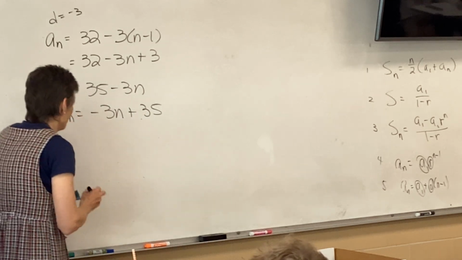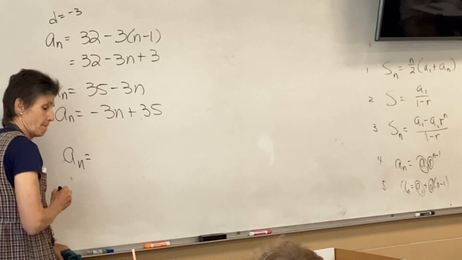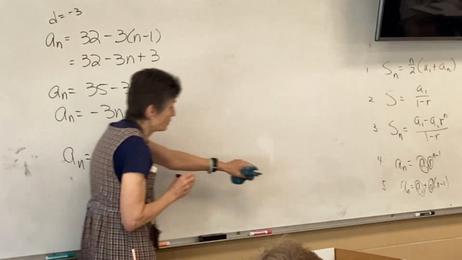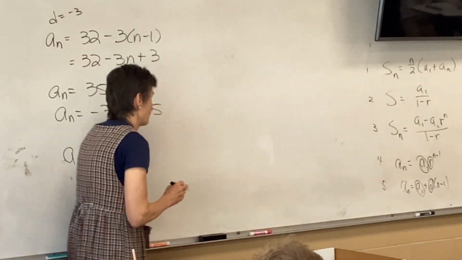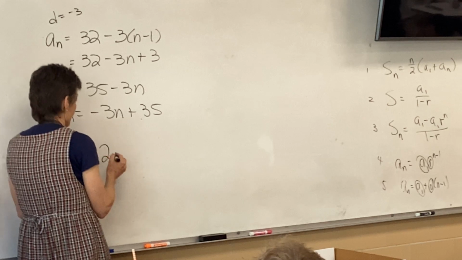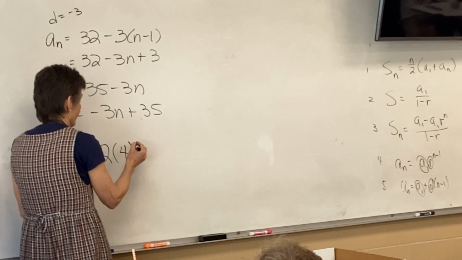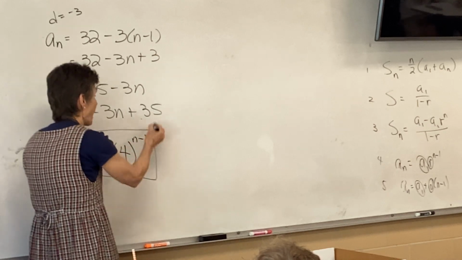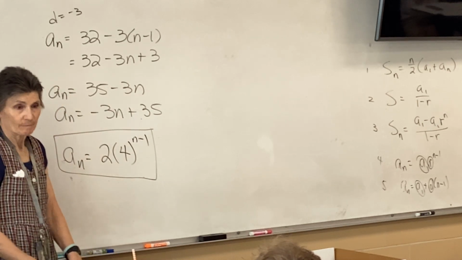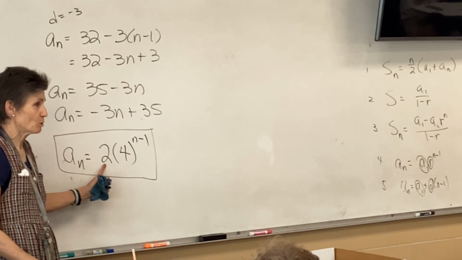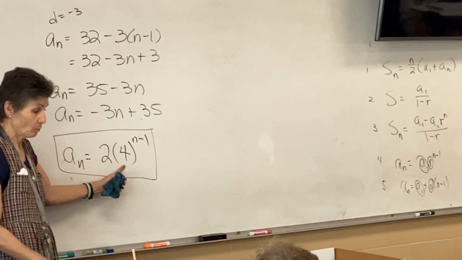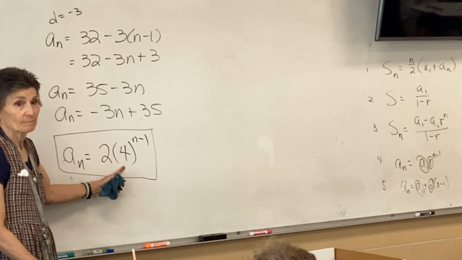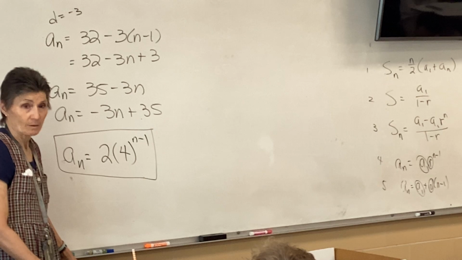Connor, what'd you do for B? What does your B look like? I used the fourth one, and then I did 2 times 4 to the power n minus 1. Bingo. And you stopped, because that one's done. So we plugged in his first term, which was 2, and his ratio, which he figured out was 4. Alright?